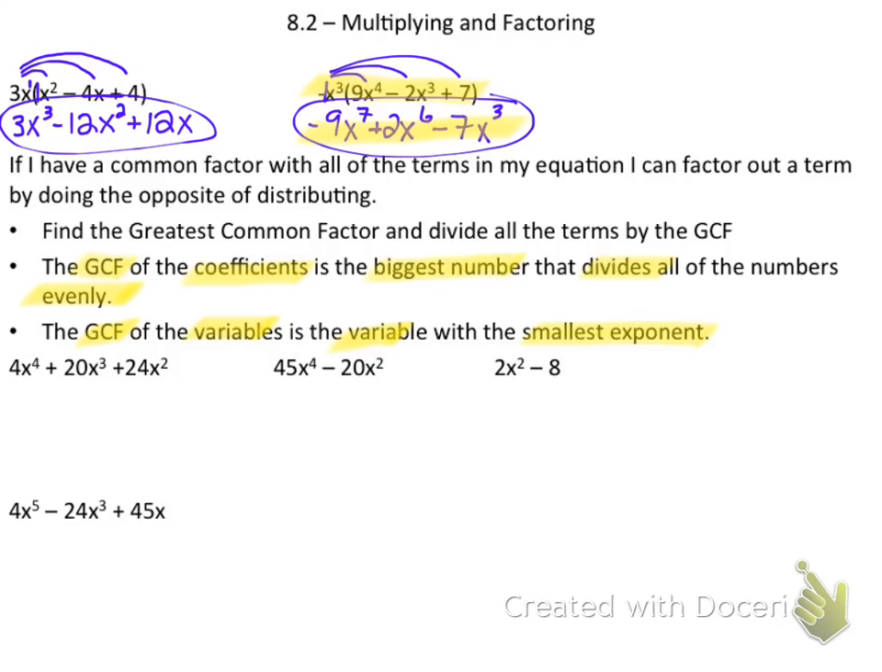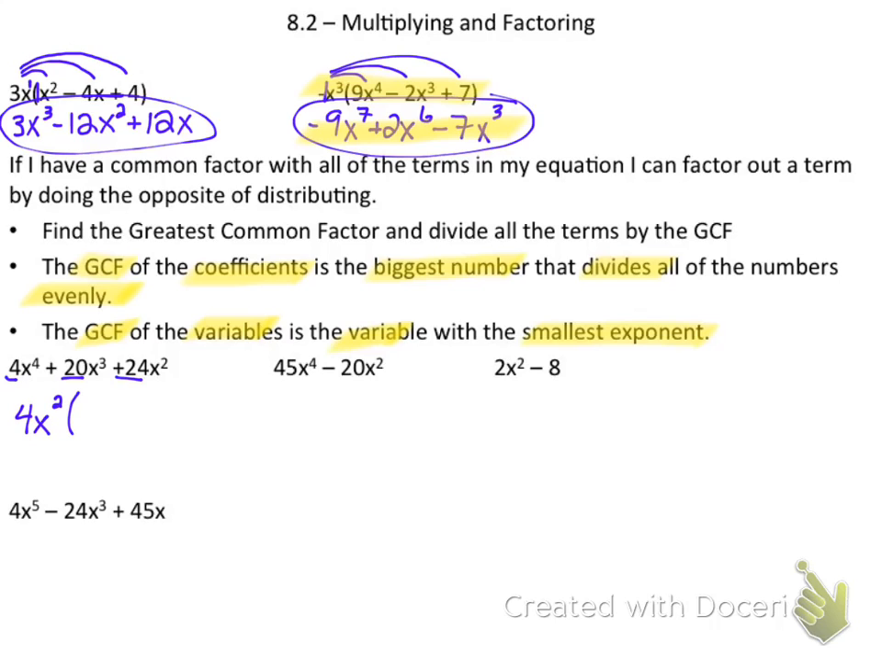And so when I do this, in this first example I look at 4x to the fourth plus 20x to the third plus 24x squared. The biggest number that divides 4, 20, and 24 evenly is 4. So I'm going to write a 4 on the outside. And then I've got x to the fourth, x to the third, and x squared. So the GCF of my variables is the one with the smallest exponent, so it'll be x squared.